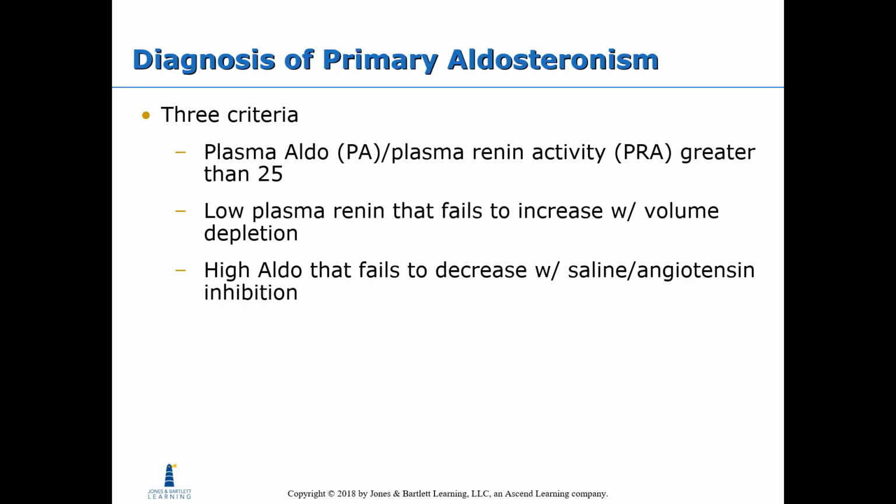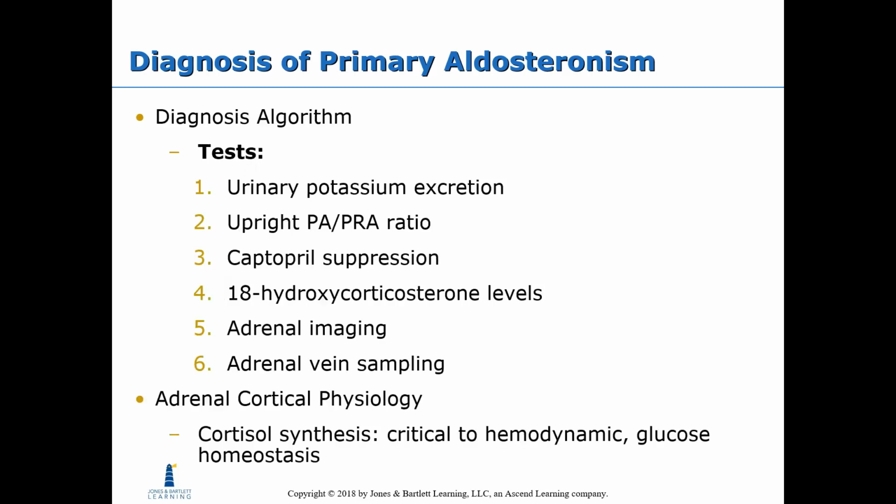The criteria for the diagnosis of primary aldosteronism is listed below. So plasma aldo or PA/plasma renin activity greater than 25, low plasma renin that fails to increase with volume depletion, high aldo that fails to decrease with saline or angiotensin inhibition. Diagnosis algorithm. So the tests include urinary potassium excretion, upright PA-PRA ratio, captopril suppression, 18-hydroxycorticosterone levels, adrenal imaging, adrenal vein sampling.